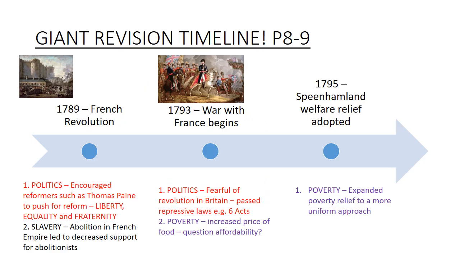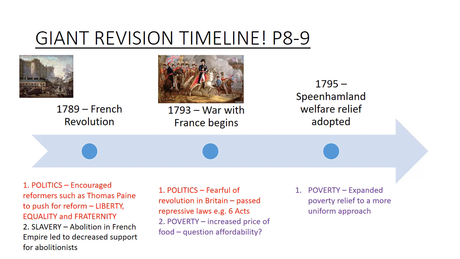So in the book, pages 8 and 9, there's a huge, long timeline of the key events over the whole period that we've looked at. So what I want you to do over the next 2 lessons is create a huge revision timeline to try and bring it all together, get it in perspective. And I think this is quite difficult, really.